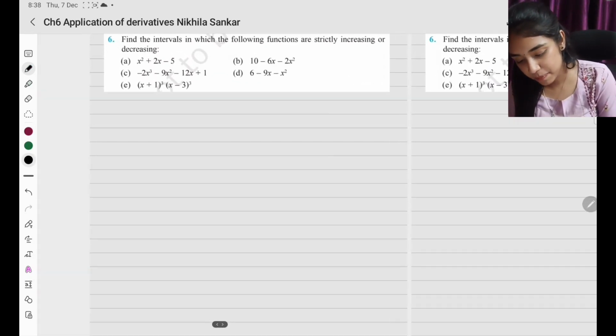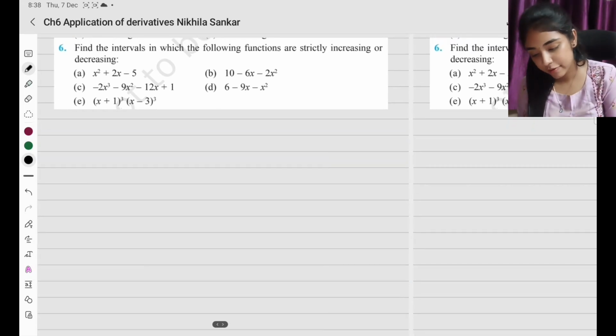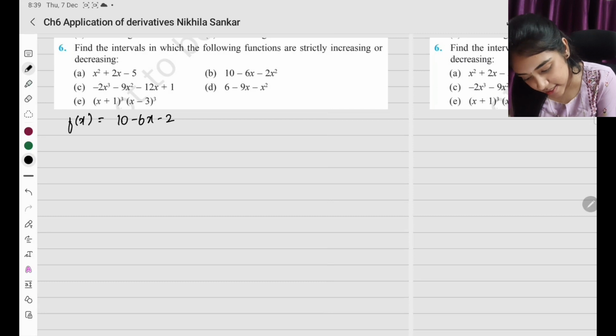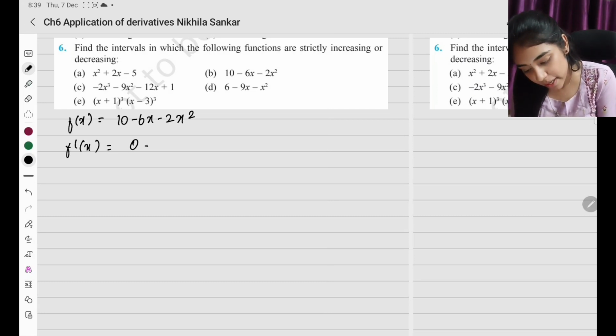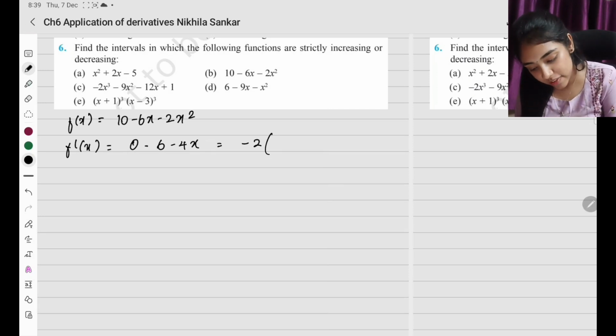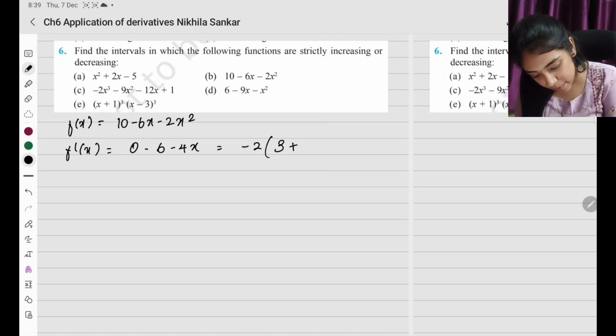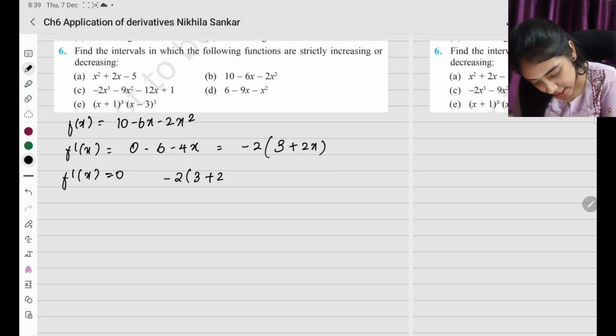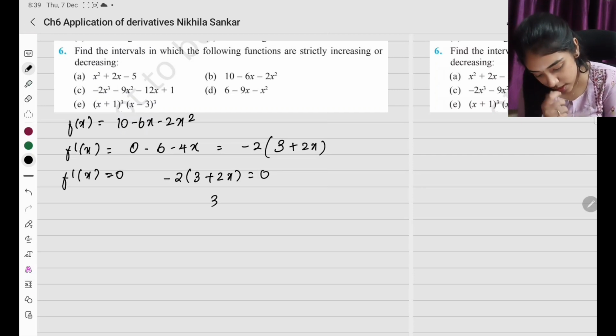Now subsection B. Okay, so I have f of x equals 10 minus 6x minus 2x square. When I differentiate, I have 0 minus 6 minus 4x. Taking minus 2 common, I have 3 plus 2x. When I equate f dash of x to 0, I have minus 2 times 3 plus 2x equals 0. 3 plus 2x equals 0. X equals minus 3 divided by 2.